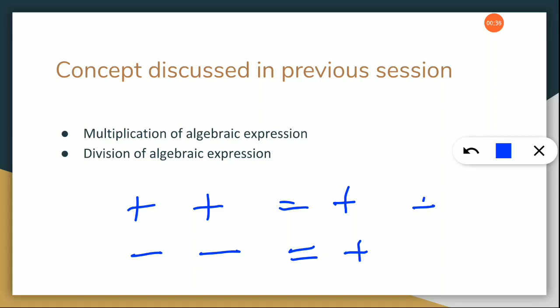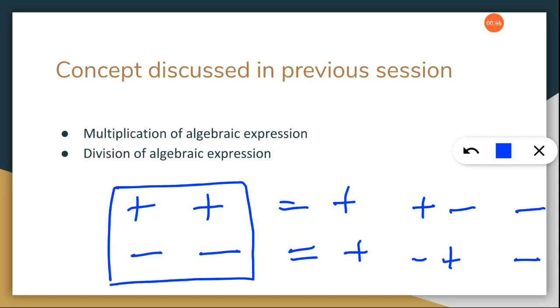First, when you're multiplying two positive signs, when plus and plus are multiplied, the answer will be plus. Same way when minus and minus are multiplied, the answer will be plus. So when it is the same sign, the answer will be a positive sign. And when unlike signs are multiplied, what will be the answer? It will be minus. Okay? When minus and plus is multiplied, we will have minus. So the concept is, if same signs are multiplied, the answer will be plus. When different, unlike signs are multiplied, we have the answer as minus.